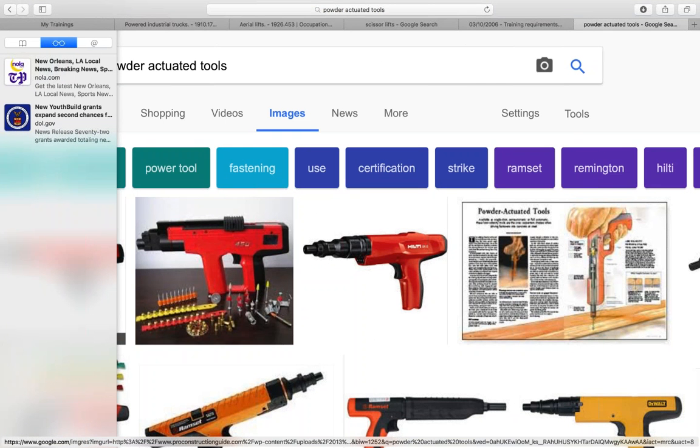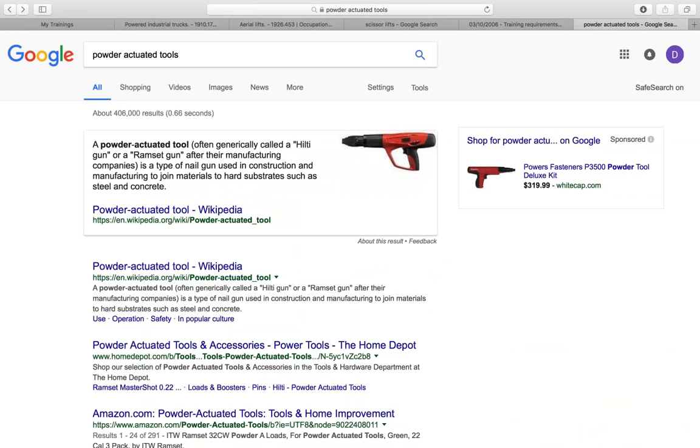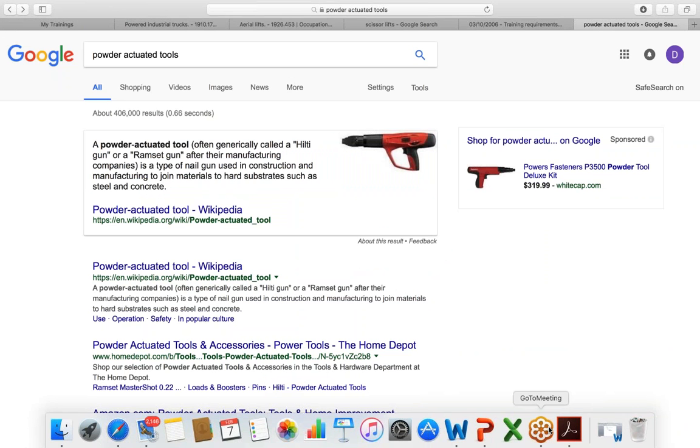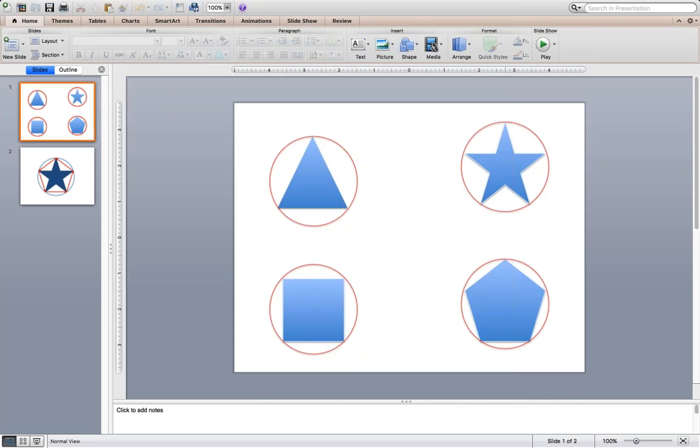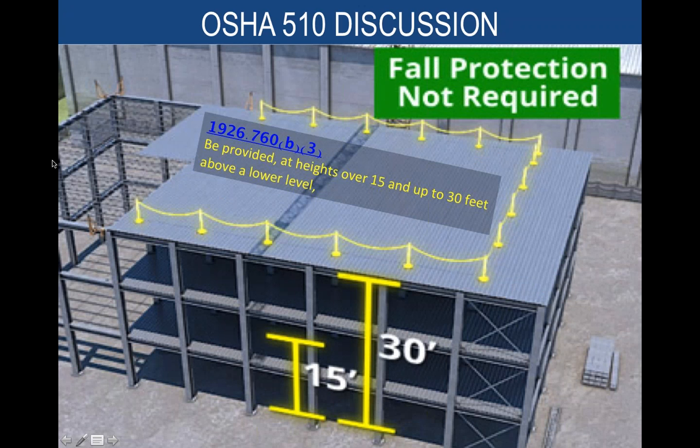We've been talking about flying objects. Now let's talk about rigging safety a little bit. Just give me one second. Sorry about that. I'm having some issues with this PowerPoint tonight.